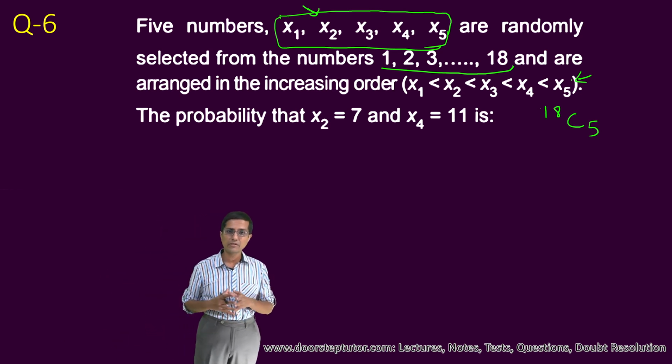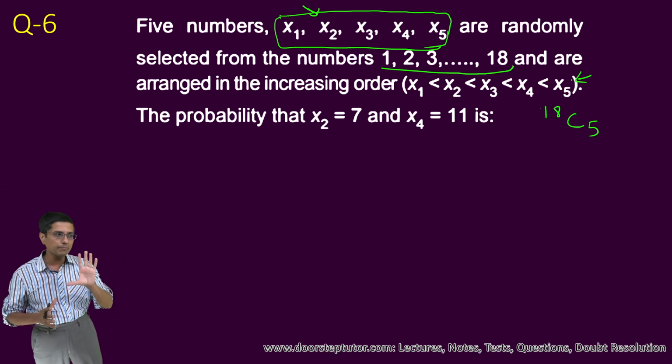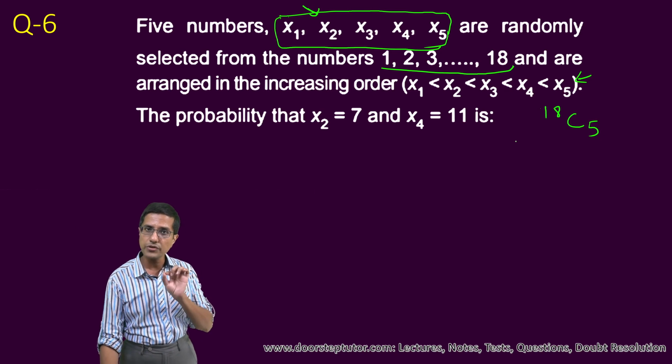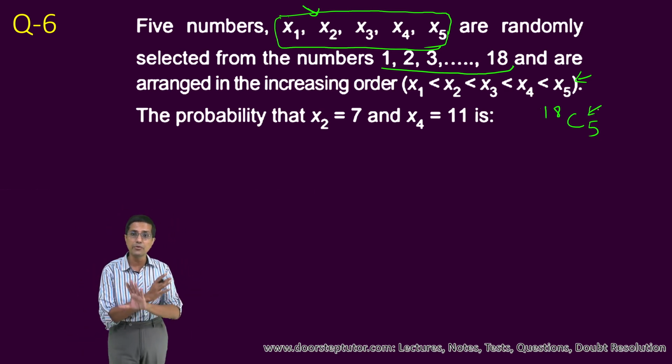I am dealing with not all the possible arrangements of numbers x1 to x5. I am dealing with only one possible arrangement that I can have. So it is not a question of permutation. The only thing I have to do is choose the numbers. I cannot permute them. I don't really have the choice.